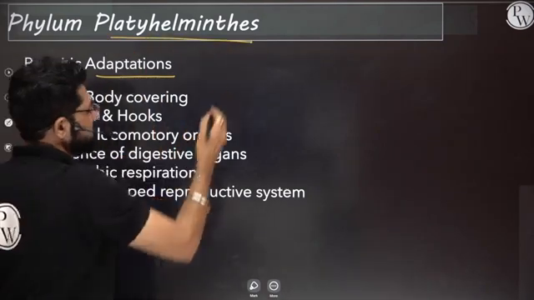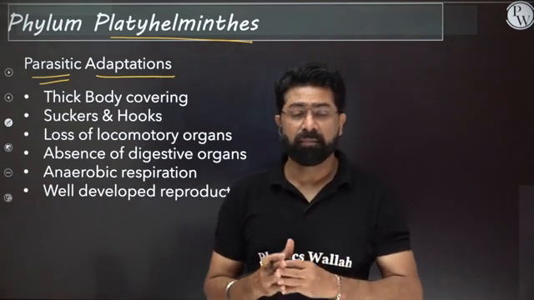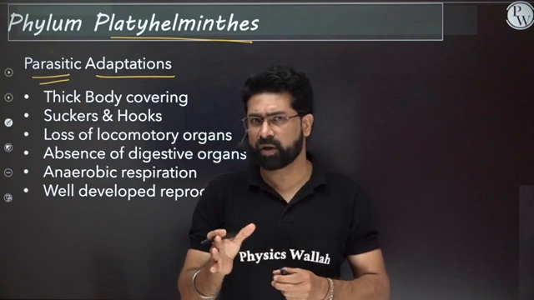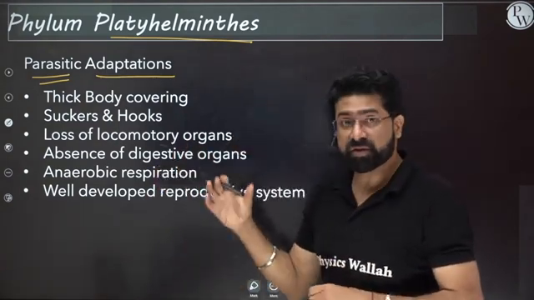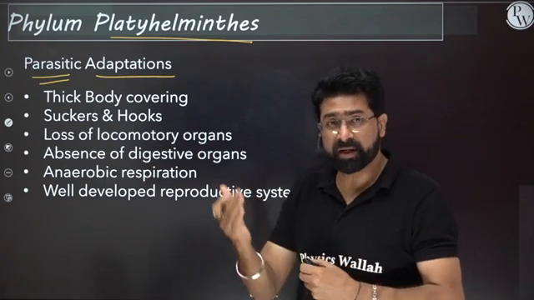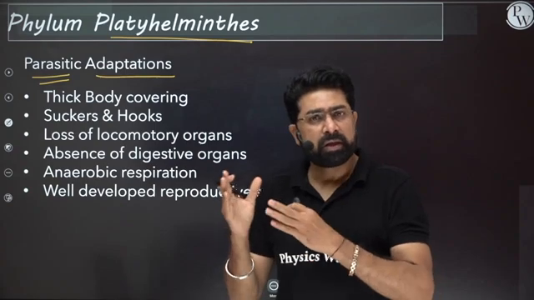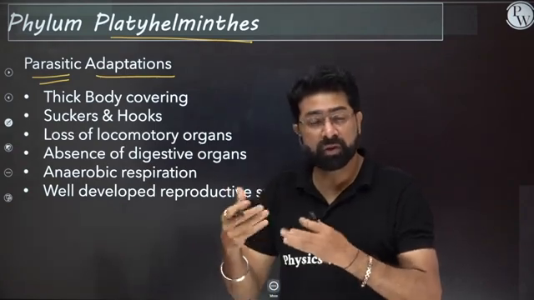Let's see some very important adaptations. These platyhelminthes, they are very smart. They have some parasitic adaptations by which they will not make the host die also. No parasite wants the host to die. And in that way, they have some very special mechanisms to protect themselves, and not to have any effect from the immunity of the host. Immune system of the host also they can dodge.